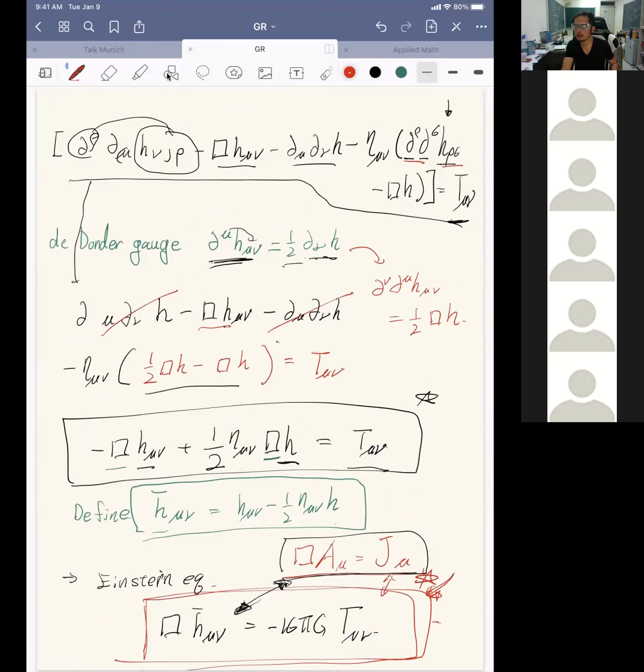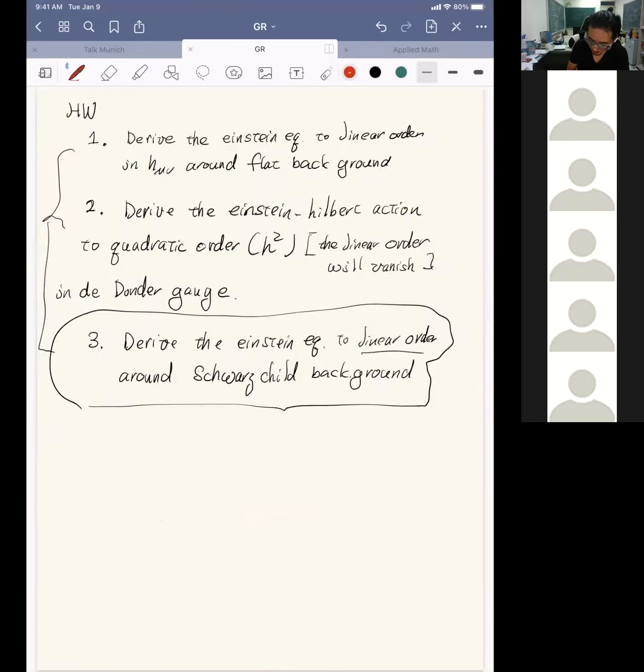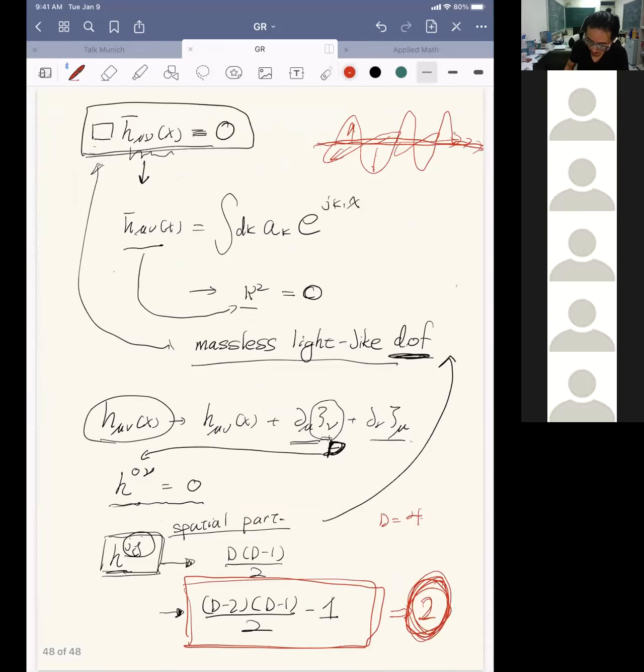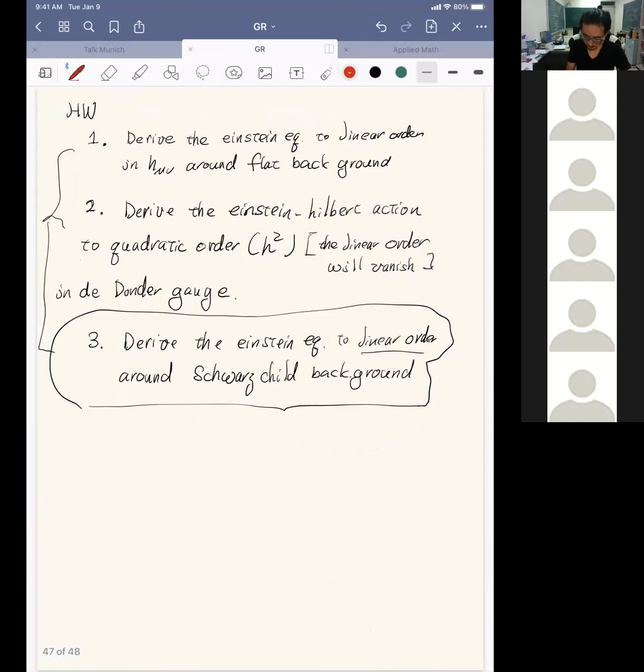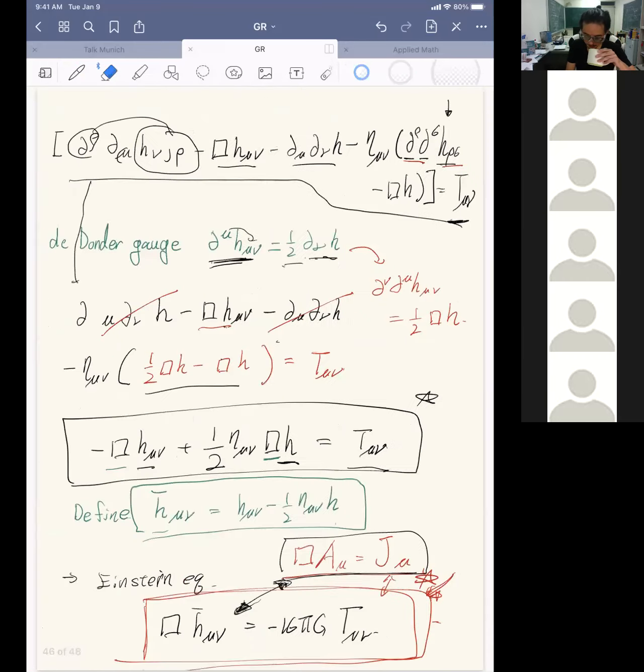Okay, I guess we'll probably stop here. Are there any questions? Yes. Why does h mu nu have to be traceless? We're going to derive that when we consider the propagation. We can derive it from the equation of motion. Anything else?